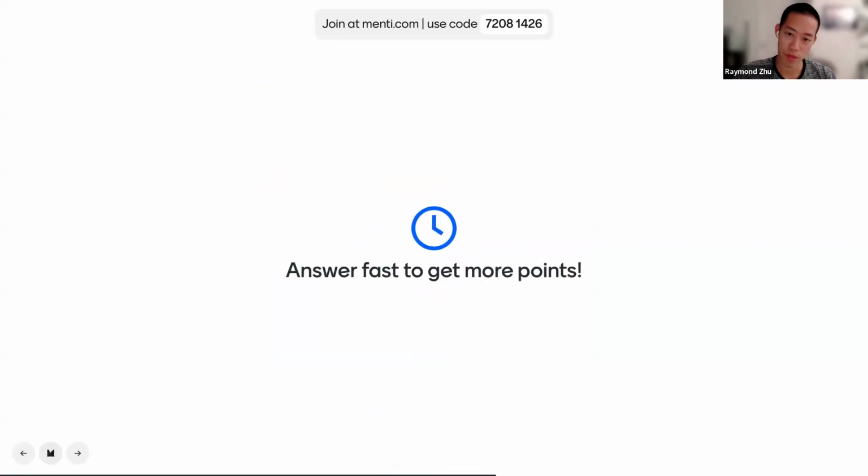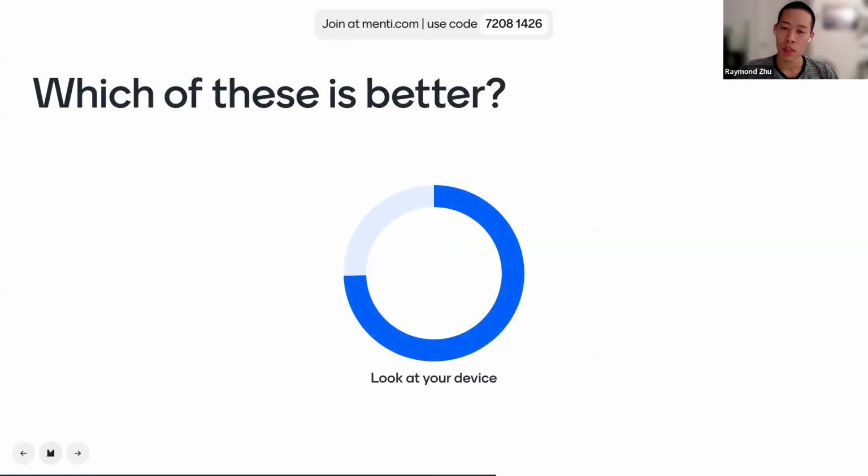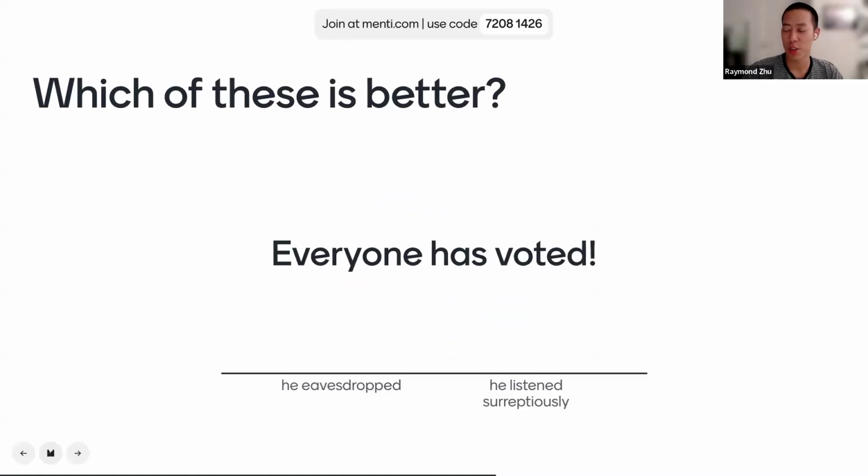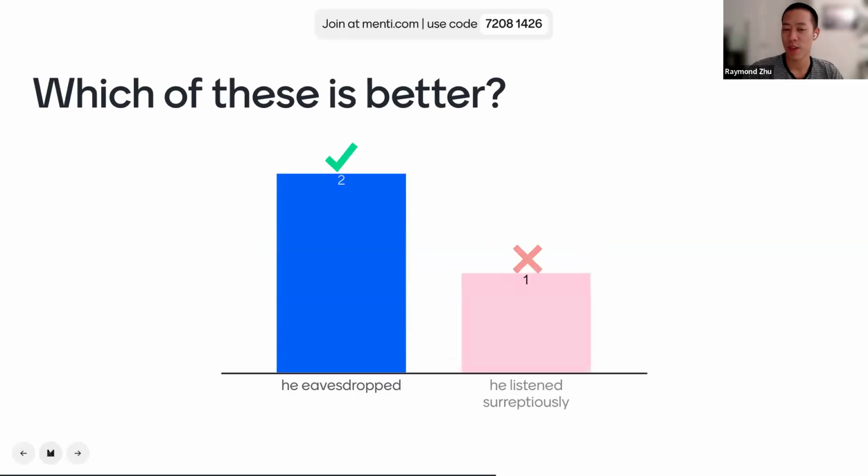Question 6. Which of these is better? He eavesdropped or he listened surreptitiously? Oh no. So this is the same one I was talking about, right? The adverbs with the redundant meaning. Listen surreptitiously is not maybe redundant, but it could be replaced by a more precise verb, which is eavesdrop.